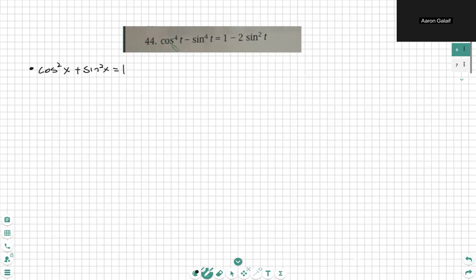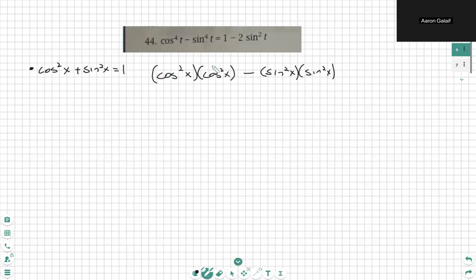So the first thing I'm going to do is, well, I don't know anything for cosine to the fourth or sine to the fourth, but I know cosine to the fourth is actually cosine squared times cosine squared. I'm also changing all the t's to x's because I'm very dyslexic and it just helps me out. So we have cosine squared x times cosine squared x. Then I can do the same thing for my sine to the fourth. Sine squared of x times sine squared of x.